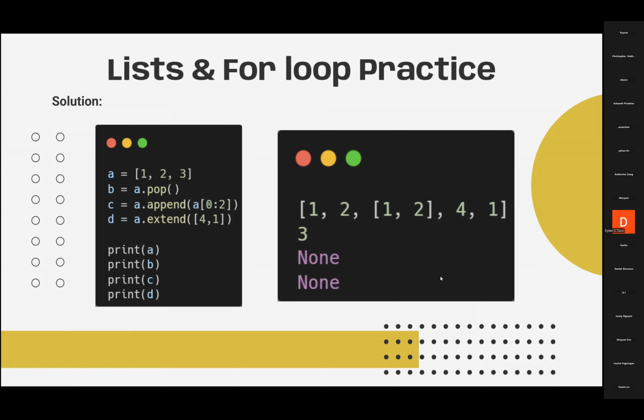And for B, we know that pop will return the element we remove. Since we removed 3, it will return 3, and B has the value 3. So it prints 3. But for C and D, since append and extend both return None, they return nothing, so it will just print None. You should know that it will return None, but not return an error. So this program has no error.